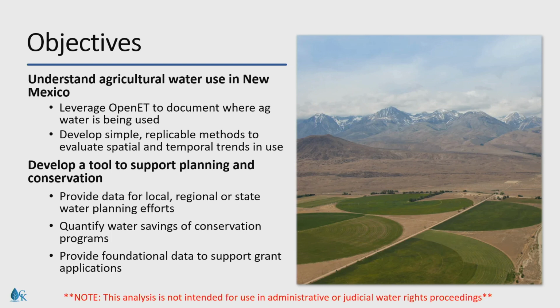Okay, so the objectives were to understand agricultural water use in New Mexico, pretty straightforward. We wanted to leverage OpenET data to document where ag water is being used, and develop simple and ideally replicable methods to evaluate spatial and temporal trends in water use. The second objective was to develop a tool that could really support planning and conservation. We wanted to provide data for local, regional, or state water planning efforts. We wanted to be able to quantify potential water savings from conservation programs, and we wanted to provide foundational data to support grant applications, and I'll talk about that towards the end.